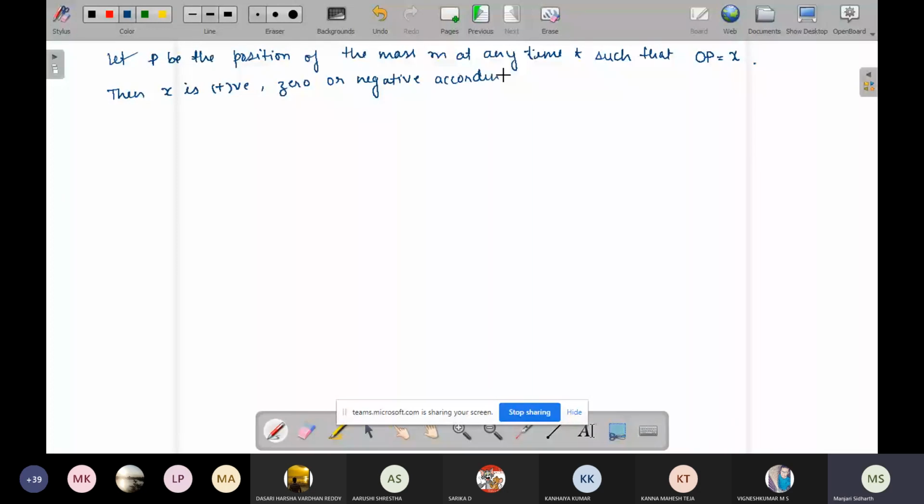According to whether the mass m is below, so below means positive, at O, or above its equilibrium position.